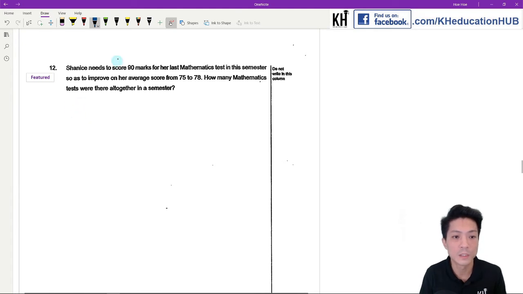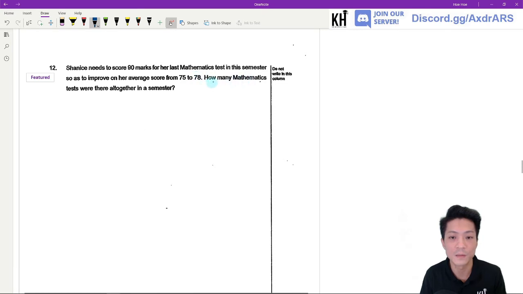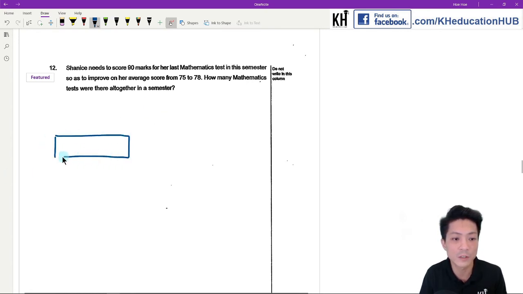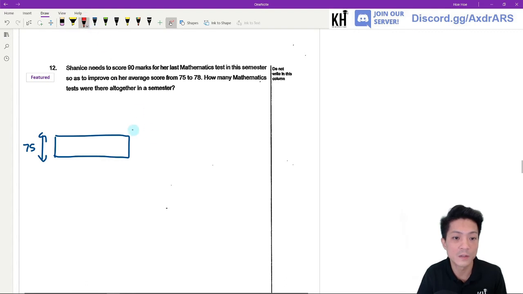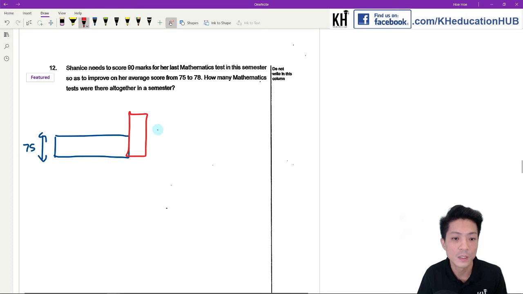Question 12. Shanice needs to score 90 marks for her last mathematics test in this semester so as to improve on her average score from 75 to 78. How many mathematics tests were there altogether in this semester? In this question, we need to know that the average of the previous tests were all 75, right? If she were to take another test and she needs to score a 90 to it, think of the test as this 90.